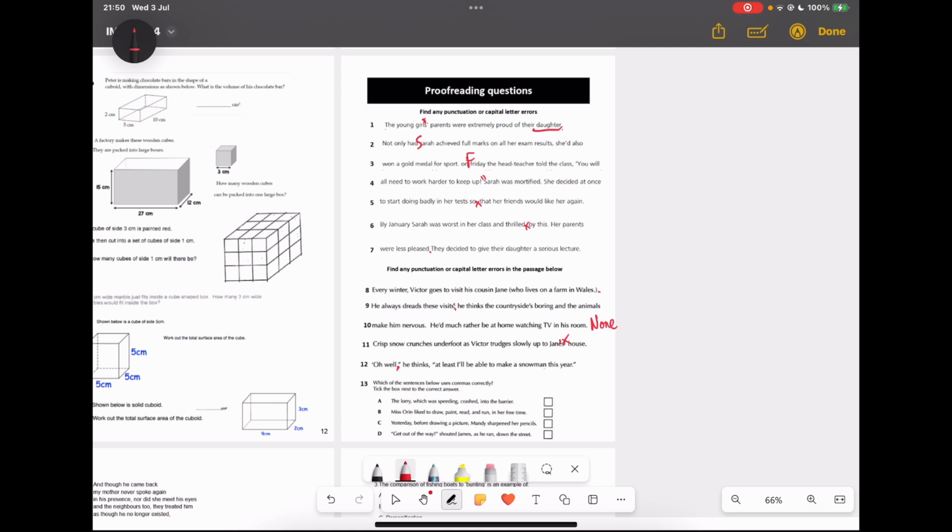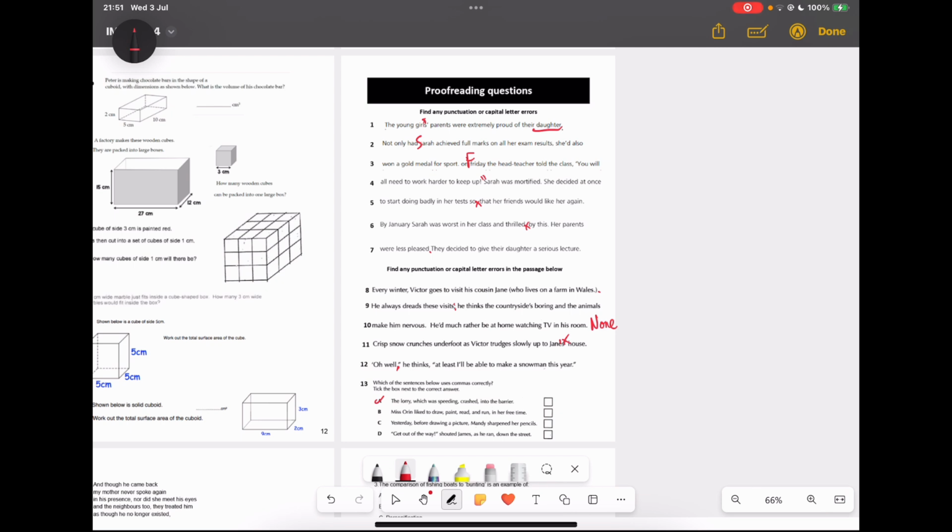Okay, 13. It's asking, which of the sentences below uses commas correctly? And then tick the box next to the correct answer. So we're ticking the one where commas are used correctly. A, the lorry, which was speeding, crashed, comma into the barrier. So it's not that, because there shouldn't be a comma after crashed.